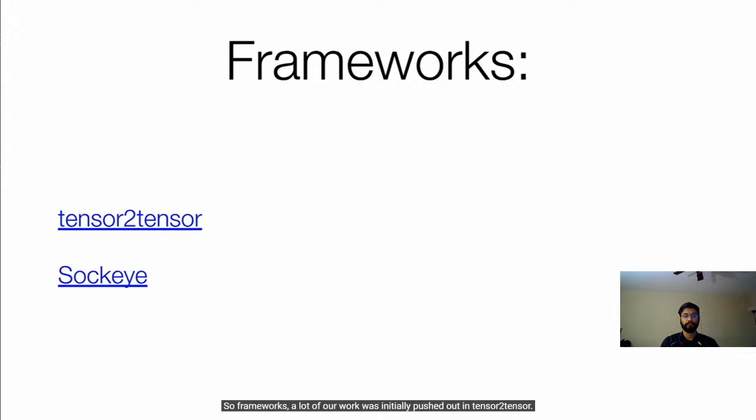So, frameworks: a lot of our work was initially pushed out in Tensor2Tensor. Maybe that might change in the future with the arrival of JAX. There's a framework also from Amazon called Sockeye. There's also FairSeq, the convolutional sequence-to-sequence toolkit from Facebook. I'm not sure if it has a Transformer implementation, but they have some really good sequence-to-sequence models as well.